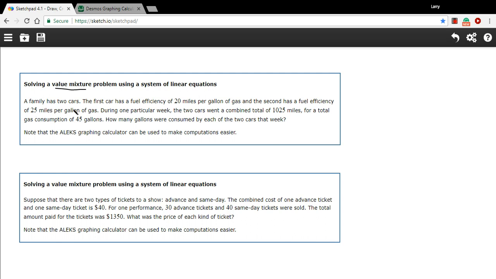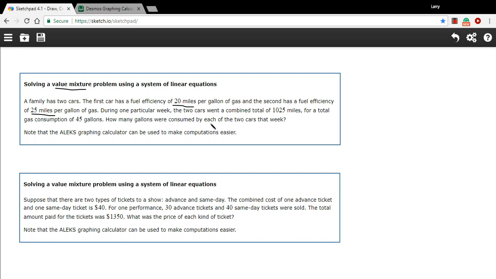It says a family has two cars. The first car has a fuel efficiency of 20 miles per gallon, and the second has a fuel efficiency of 25 miles per gallon. So what that means is they use 1 gallon of gas to go 20 miles in the first car, and 25 miles is how far they'll go on a gallon of gas in the second car. During one particular week, the two cars went a combined total of 1,025 miles for a total gas consumption of 45 gallons. How many gallons were consumed by each of the two cars that week?